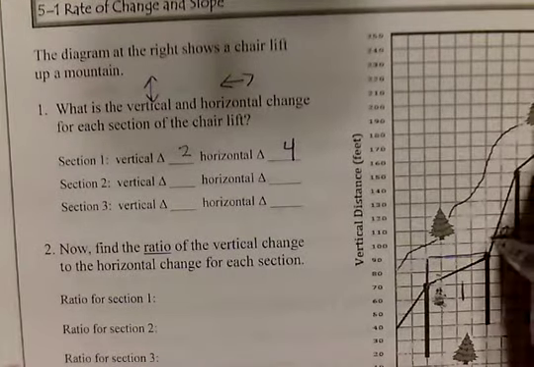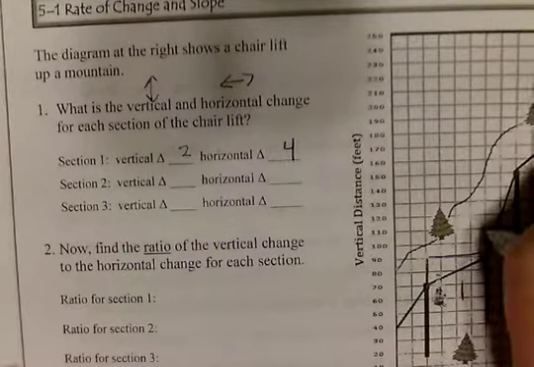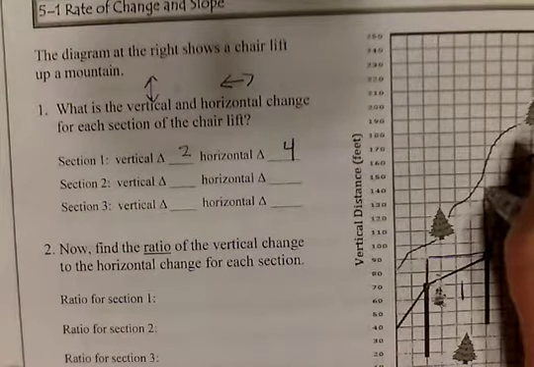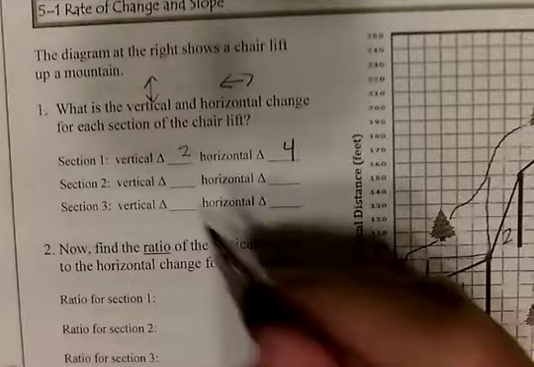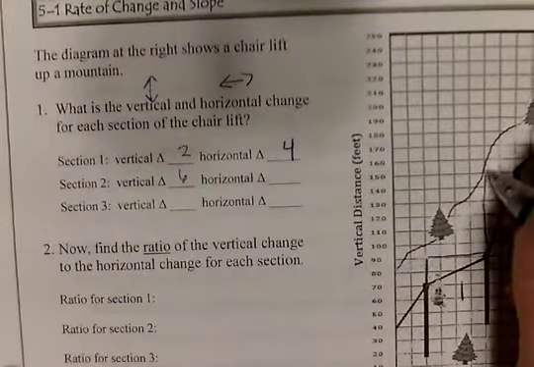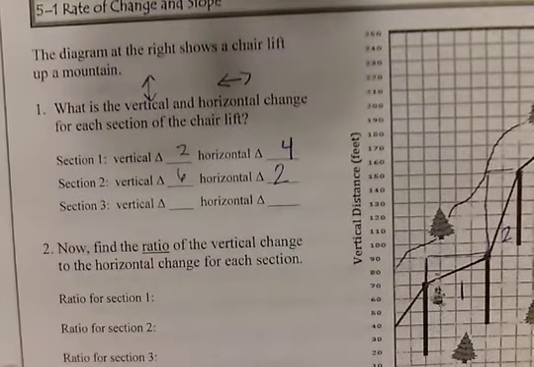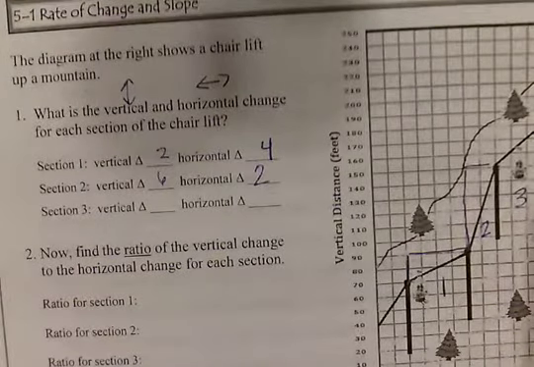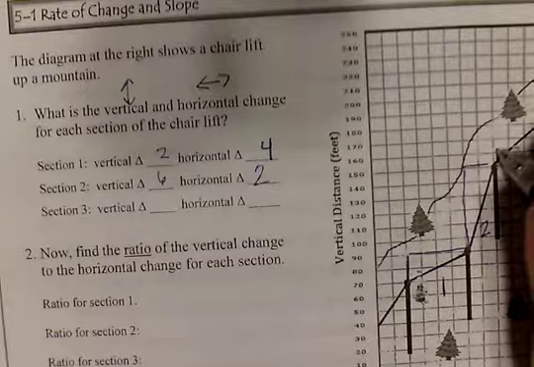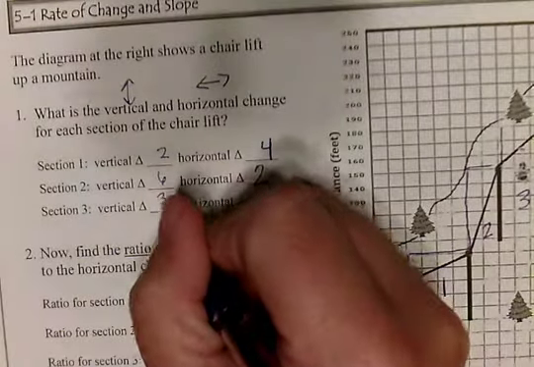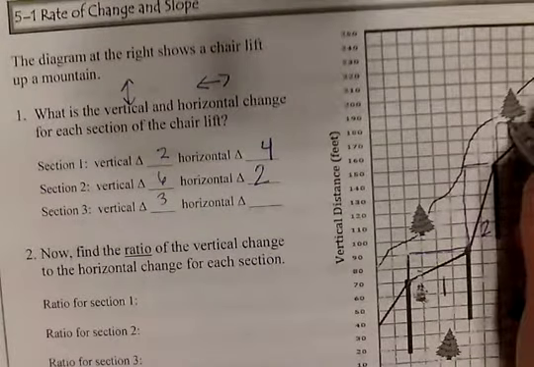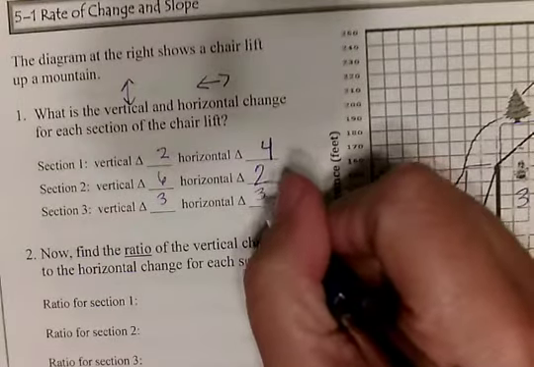For the second section, the vertical change goes up 1, 2, 3, 4, 5, 6. And the horizontal change goes over 1, 2. In section 3, the vertical change goes up 1, 2, 3. And the horizontal change goes over 1, 2, 3.